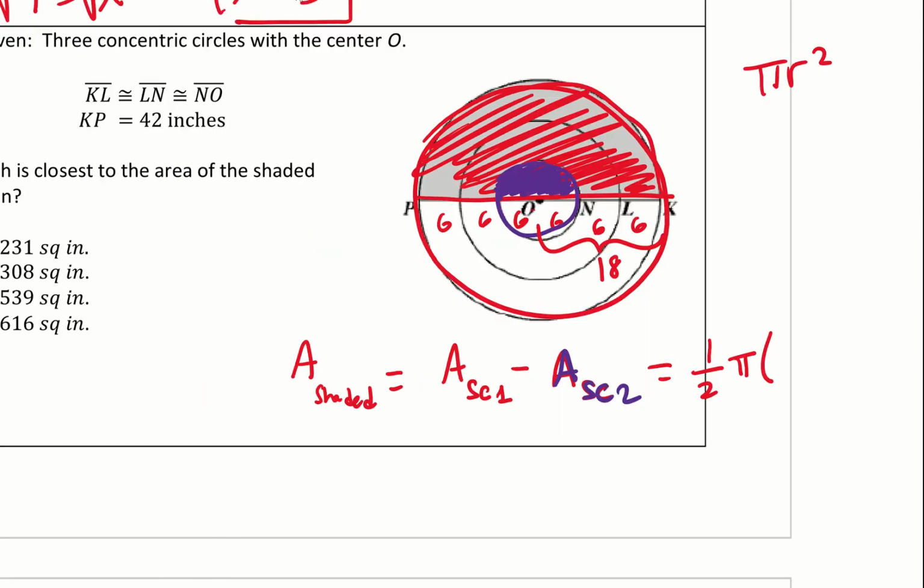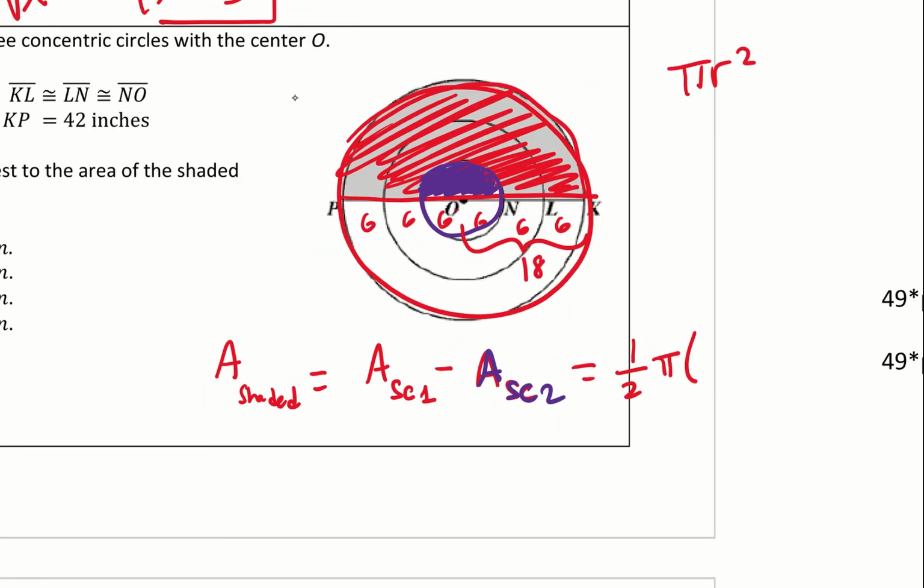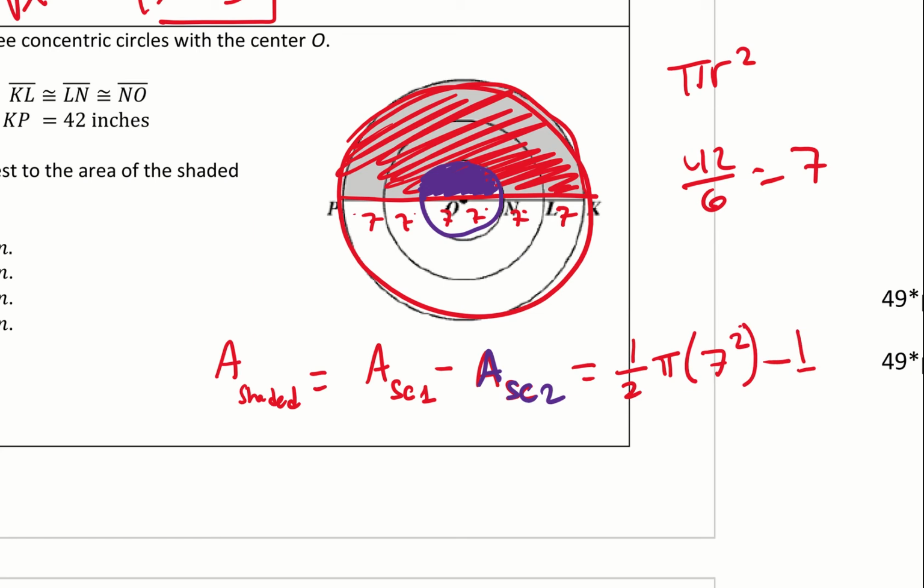Hold on a second. It's not 6. It should be 42 inches for the whole thing, divided by 1, 2, 3, 4, 5, 6 parts. That's 7. Sorry, not 6, but it's going to be 7. Apologize for that. So it's going to be 7 on each side. And therefore, we got radius squared is 7. And then minus 1/2 pi.